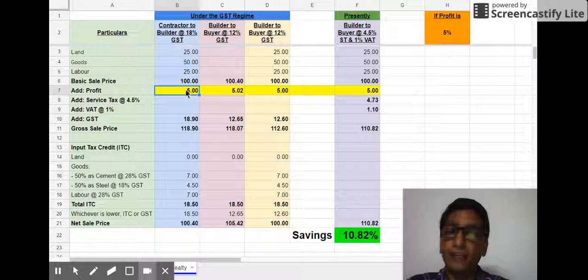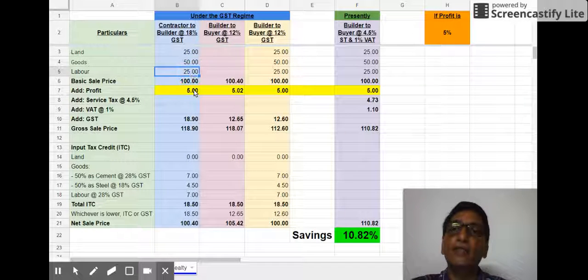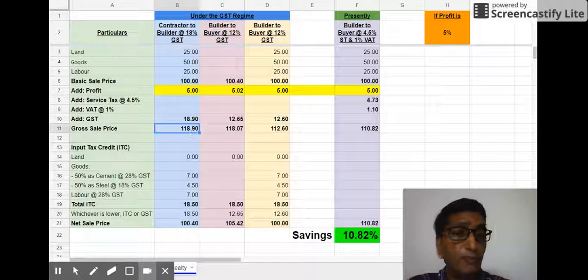Now the contractor adds his profit element. We are just supposing, let's say his profit element is only 5%. We can think of any scenario. It can be 50% profit or 100% profit, like that. Let's say his profit element is only 5%. And what happens after that is that the contractor has to add the GST. Now, when the activity of construction is given to a contractor, the GST rate specified is 18%. So on these components, goods, labor, and the profit element, the GST rate of 18% is added, and that comes to 18.90, and the gross sale price becomes 118.90, including land cost.